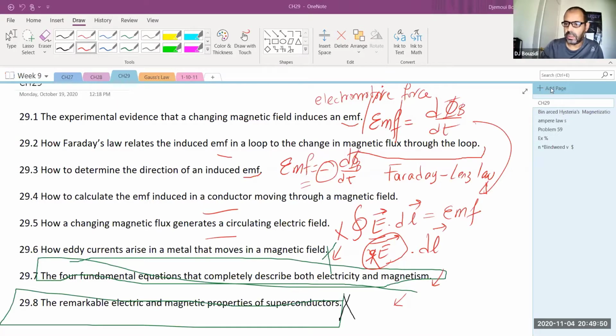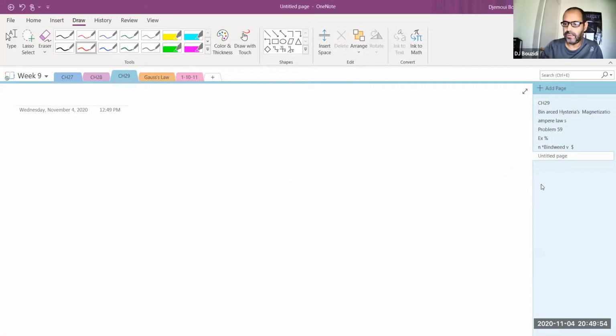Okay, so let's get going. Let me see if I can add a new page. The first thing is power generation. So imagine with me you have the following scenario. You have a magnet.